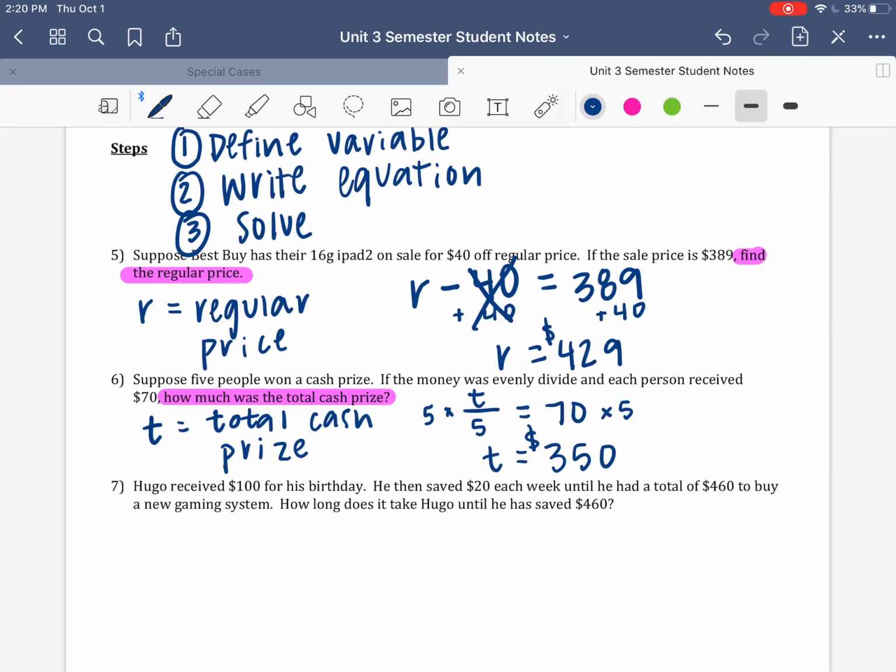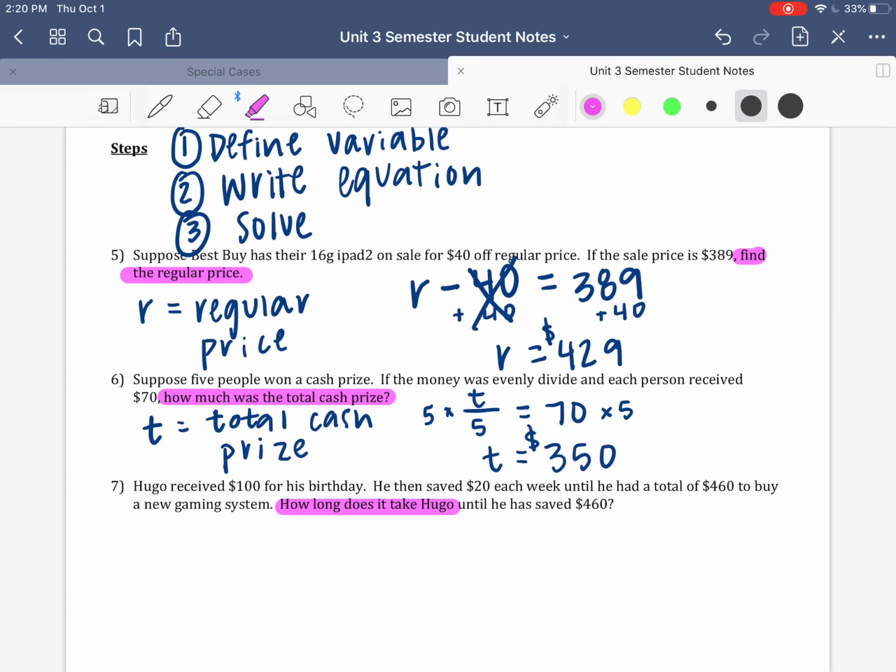All right, if you are feeling good about this, pause, try number 7, and then turn back on when you're ready to check. In number 7, it says Hugo received $100 for his birthday, then saved $20 each week until he had a total of $460 to buy a new gaming system. The question is, how long does it take Hugo until he's saved a certain amount of money?